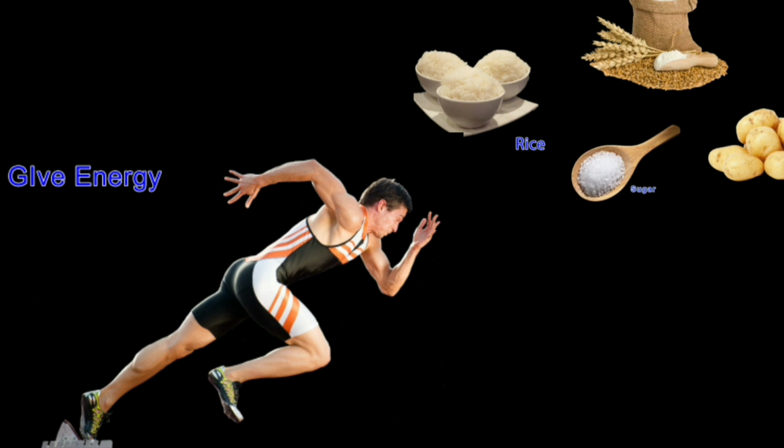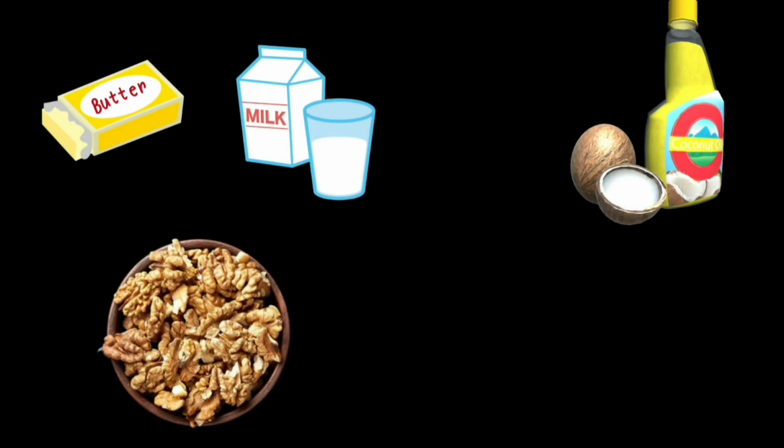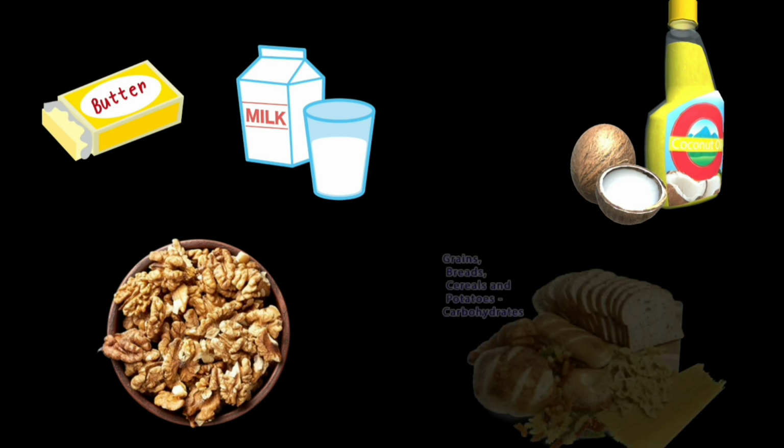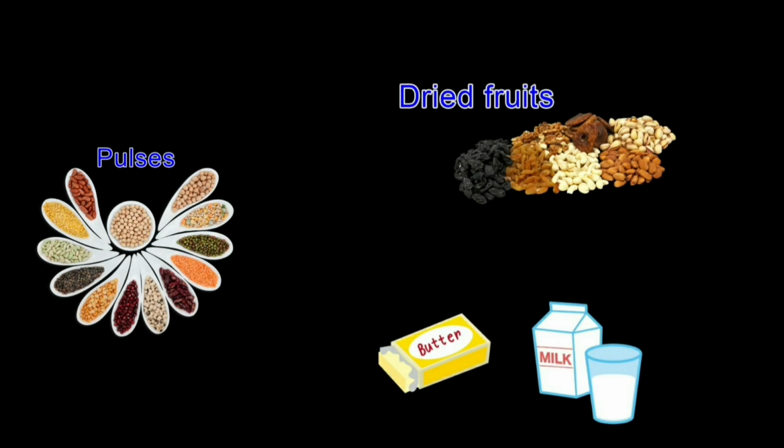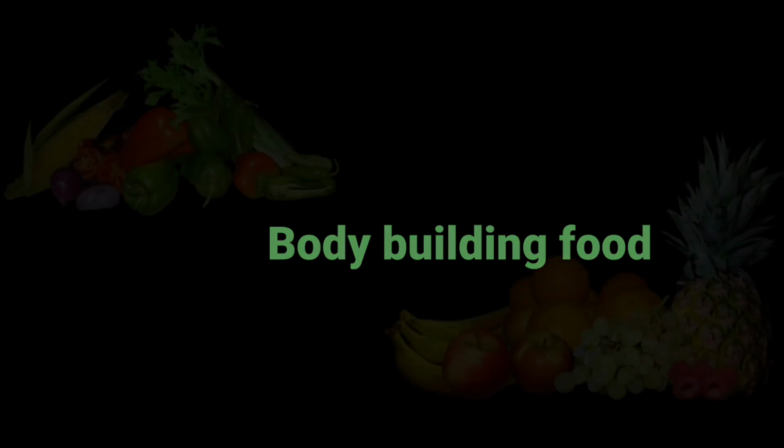Carbohydrates mainly provide energy to our body. Fats also give us energy. Foods containing fats and carbohydrates are also called energy giving foods. Proteins are needed for the growth and repair of our body. Foods containing proteins are called body building foods.